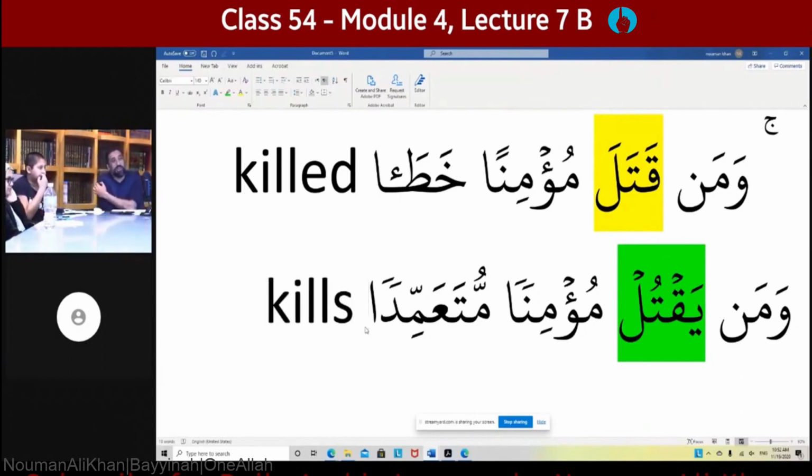So when you kill by mistake, Allah used the past tense. And when you use the present tense, he says killed on purpose. Okay, what's the difference? Why do the iltifat? Why switch from past tense to present tense when they're both talking about killing? In order to help you understand this, we think of the past tense as something already happened, and we think of present tense as something that's happening right now. But there's other things to think about.